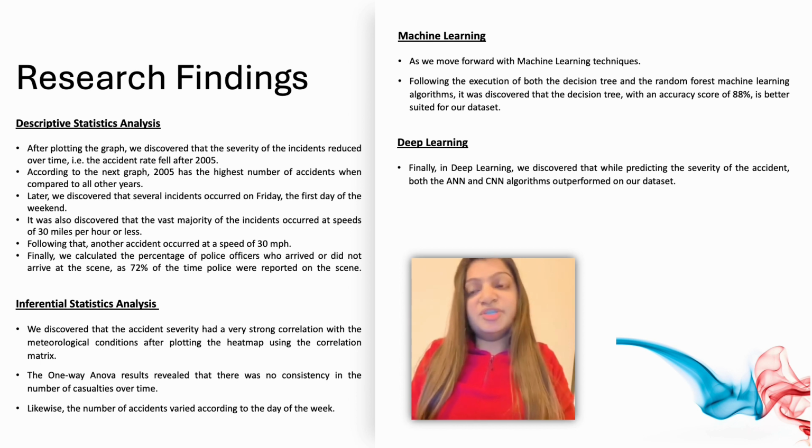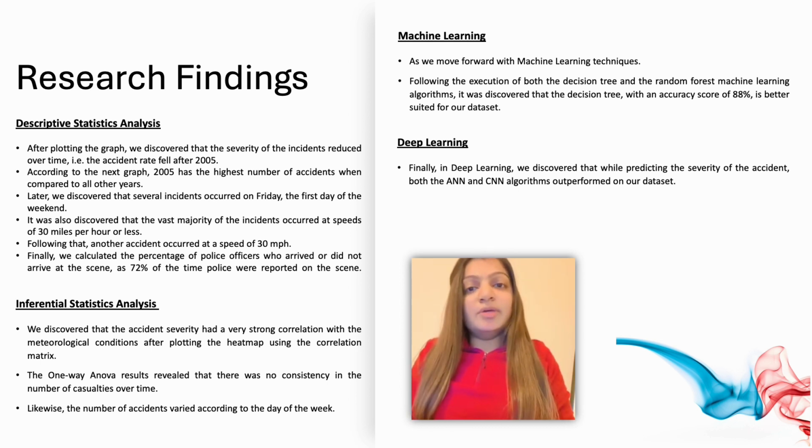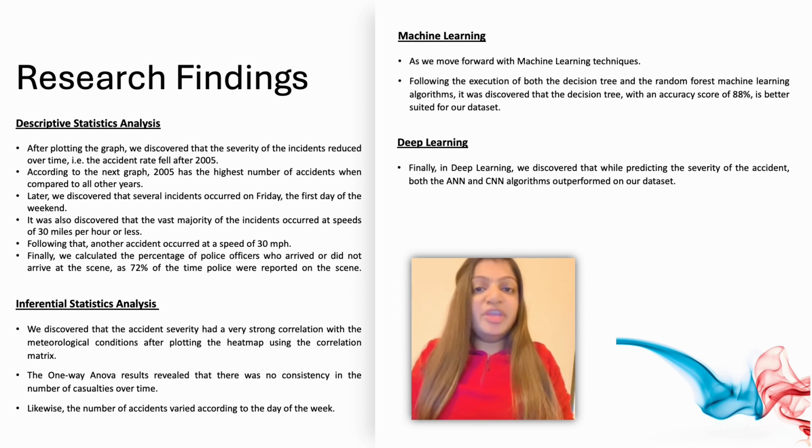Moving forward with machine learning methods, after performing both the decision tree and the random forest algorithms, it was discovered that the decision tree is better suited for our dataset with an accuracy score of 88%. Lastly, in deep learning, we evaluated the prediction of accident severity, and it was discovered that both the ANN and CNN algorithms performed well on our dataset with accuracy scores of 88% and 89% respectively.